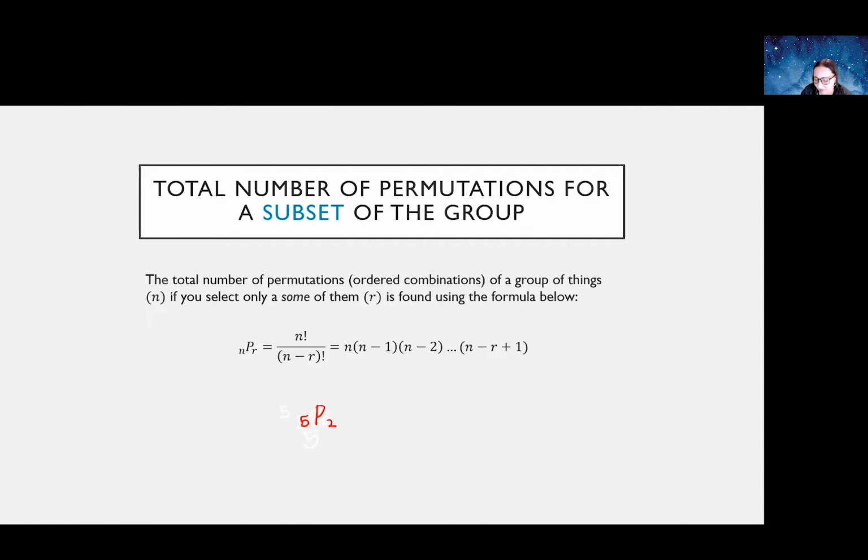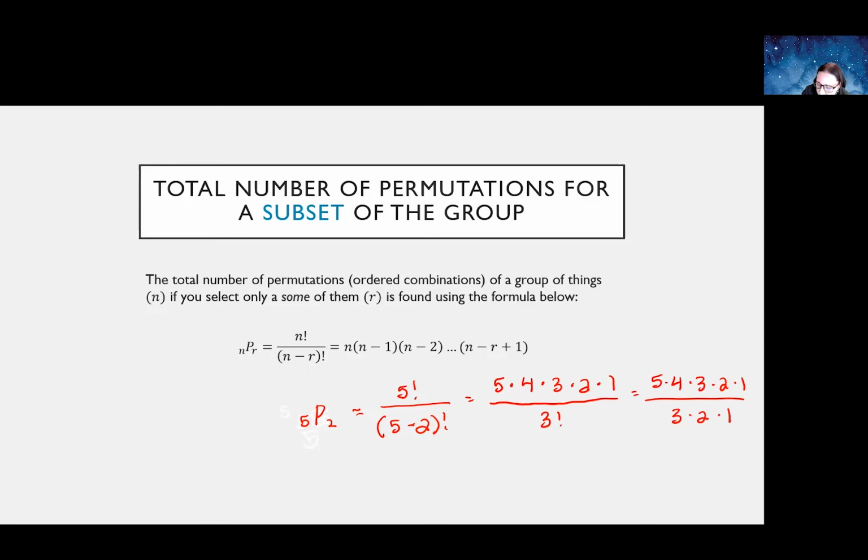So we've got 5 pick 2. And so you've got your 5 factorial on top, and then it's 5 minus 2 factorial on the bottom. So when we simplify this, I've got 5 times 4 times 3 times 2 times 1, and then 5 minus 2 is 3 factorial. So we've got 5 times 4 times 3 times 2 times 1, and then 3 times 2 times 1.